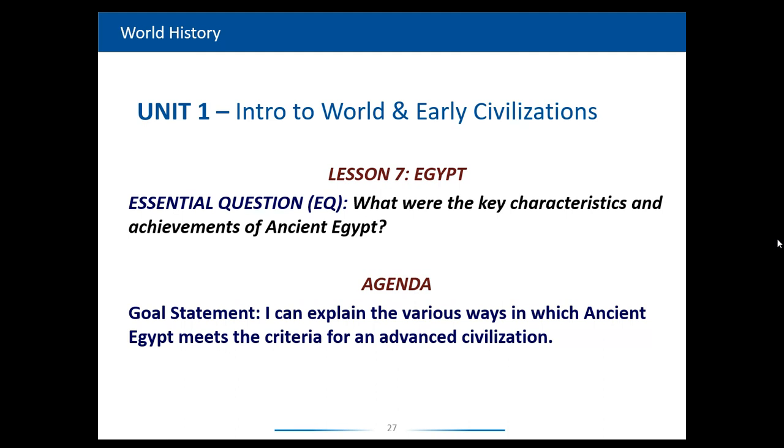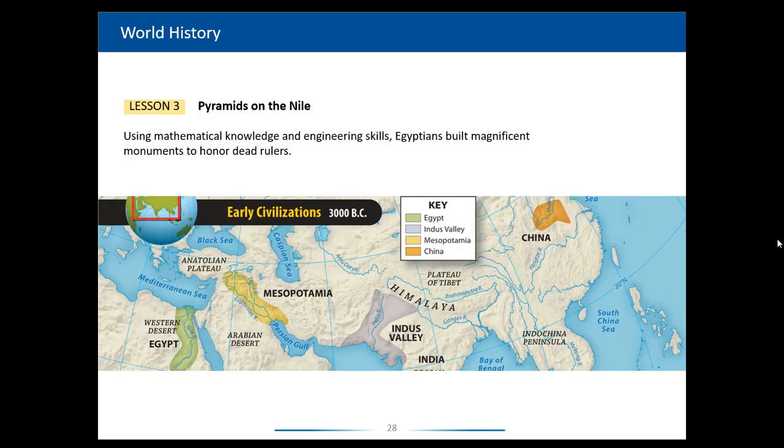Unit 1: Intro to World and Early Civilizations. Lesson 7: Egypt. Essential question for this unit: what were the key characteristics and achievements of ancient Egypt? The agenda and goal statement: I can explain the various ways in which ancient Egypt meets the criteria for an advanced civilization. Let's begin. The pyramids on the Nile.